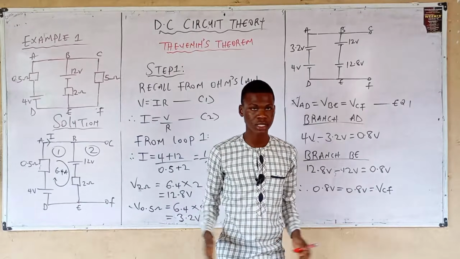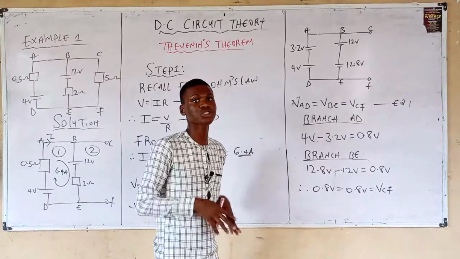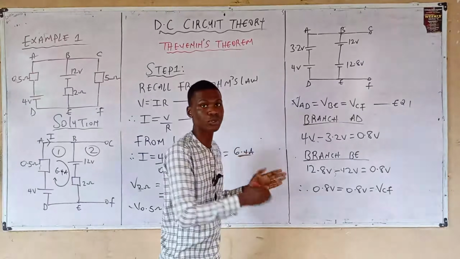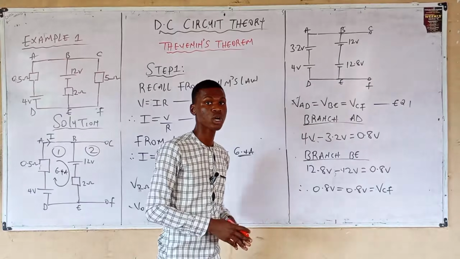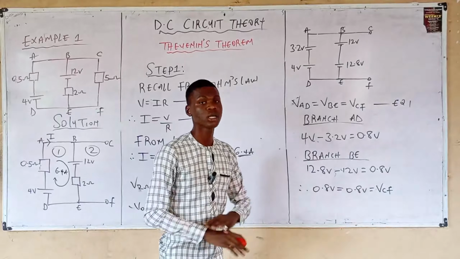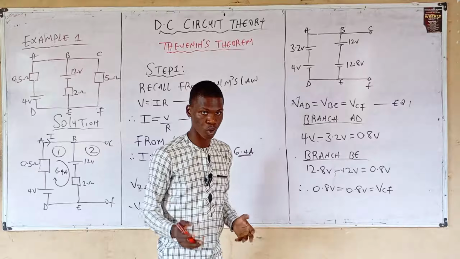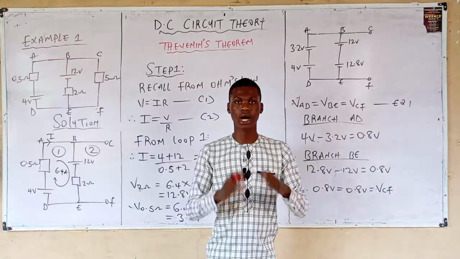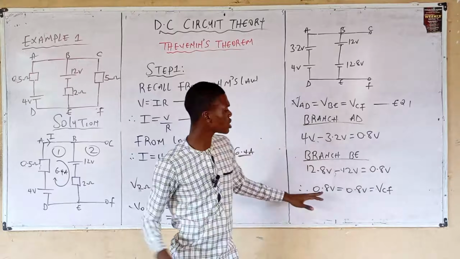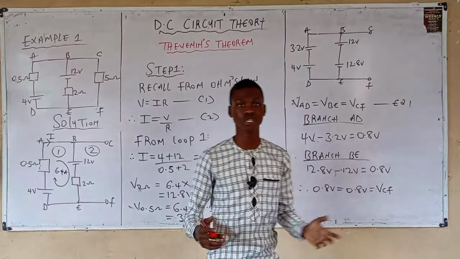So it varies. Just confirm: is it subtraction or addition that will give you the two values to be equal? Whichever way it is, the two values must be equal. Why? Because in a parallel circuit, voltages are equal. So this is how we get the value of voltage in branch CF, which is the load resistor.